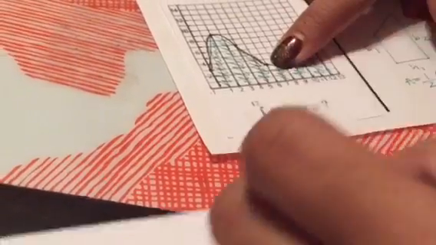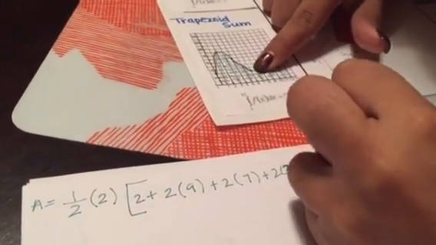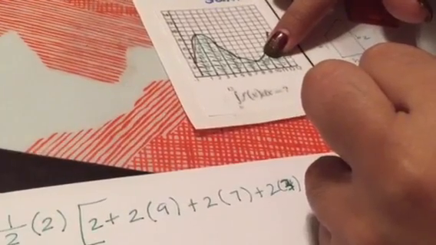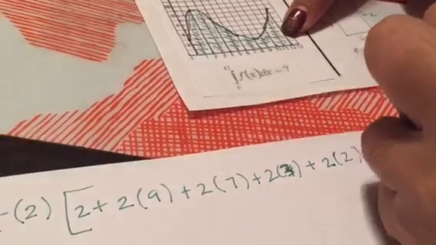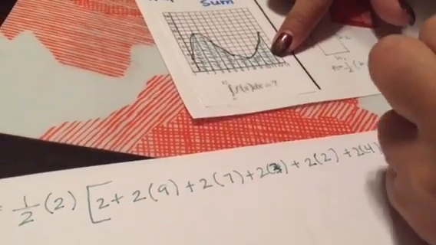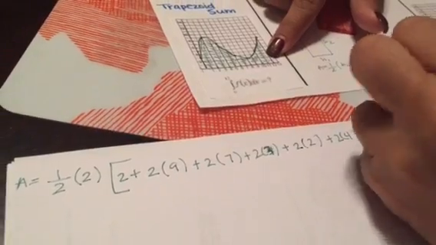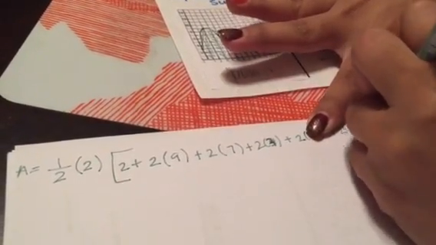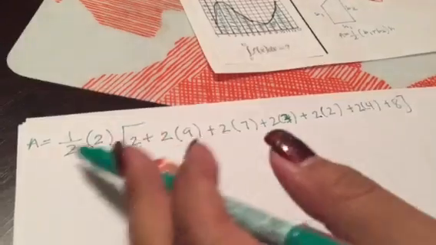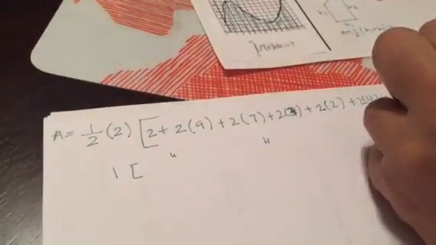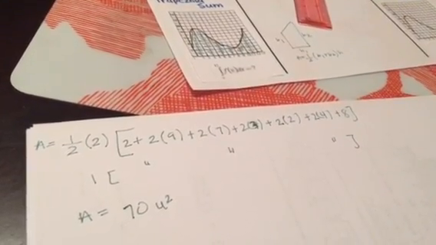No, that's not a 4, that's actually a 3. Plus 2 times 2, plus 2 times 4. And then lastly, plus 8, because the last one is our last base 2. So you would multiply on the outside, which would give us 1, times we would add all of this here, and that'll give us an area of 70 units squared. And that's how you find trapezoid sums.